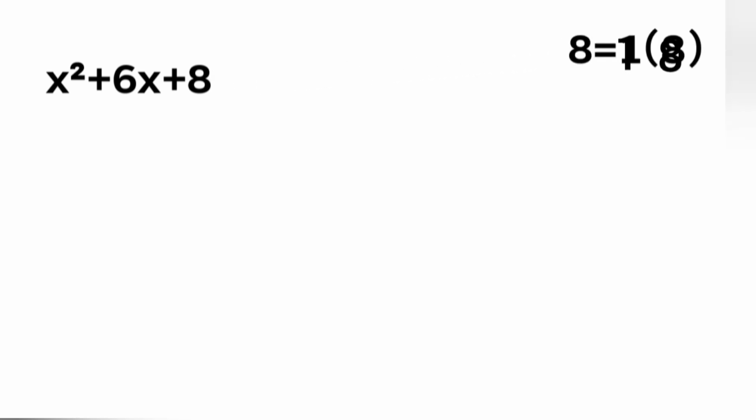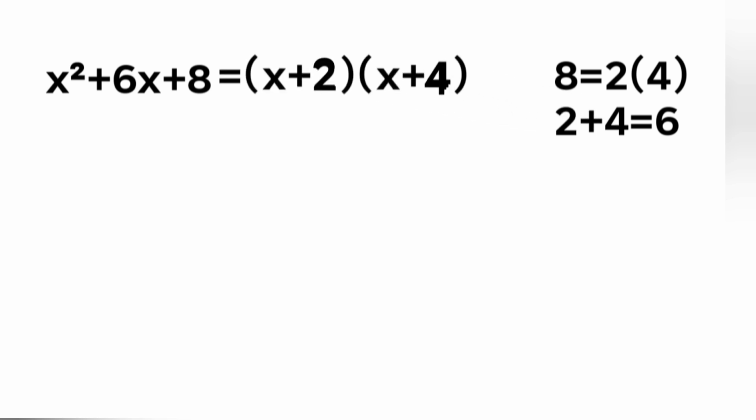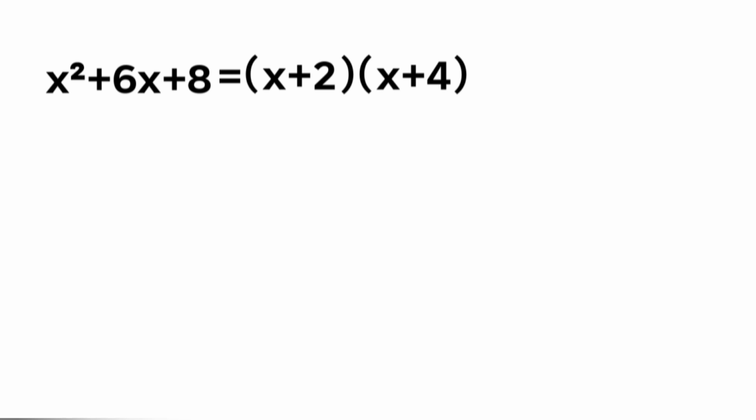Example: x² + 6x + 8. Both the last and the middle terms are positive, so the factors are positive. If we have 8 equals 1 times 8, then 1 plus 8 equals 9, and 6 is not equal to 9, so this is not the factor we need. Then if we have 8 equals 2 times 4, and 2 plus 4 is equal to 6, and this is the middle term. So this is equal to quantity x plus 2 times quantity x plus 4. Both the middle and the last terms are positive.